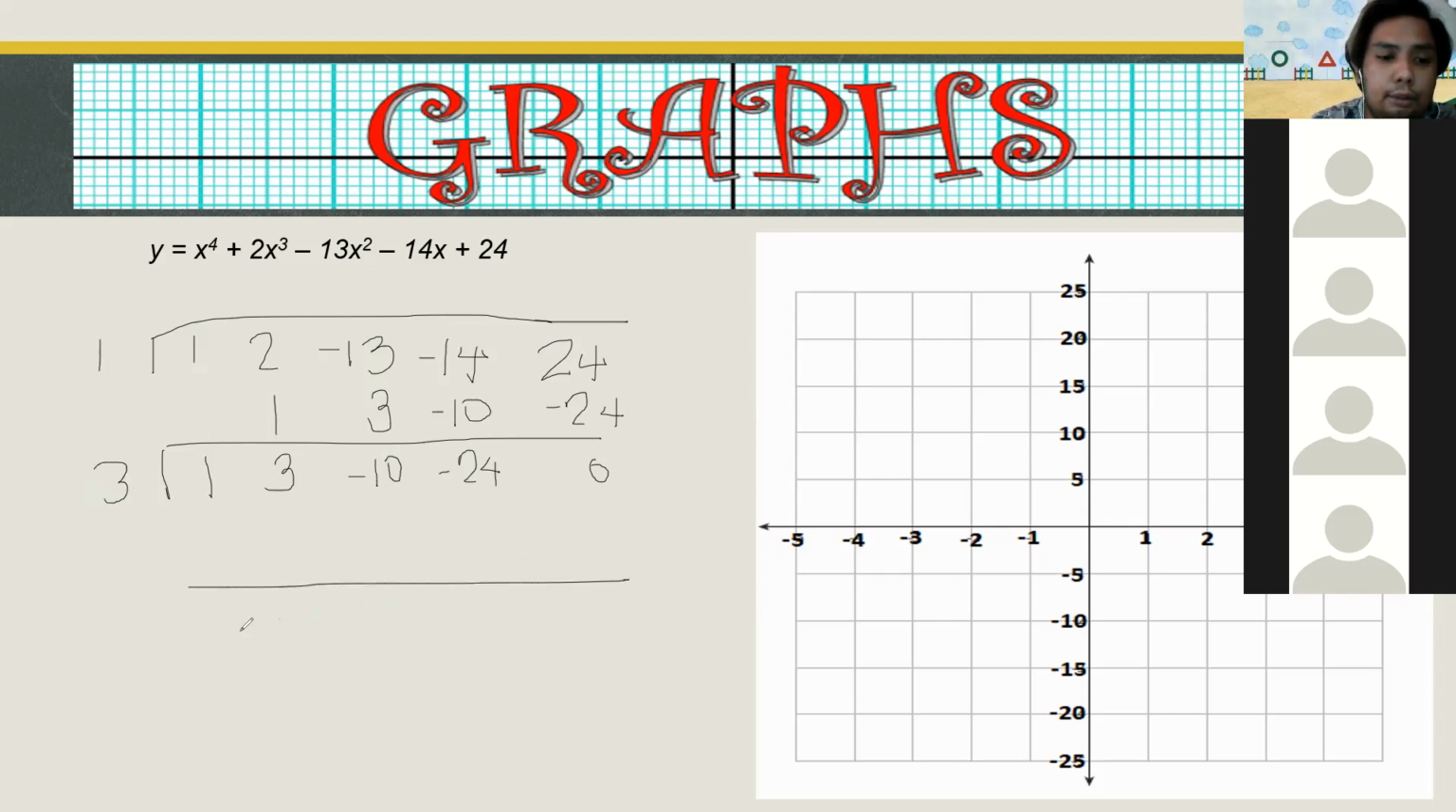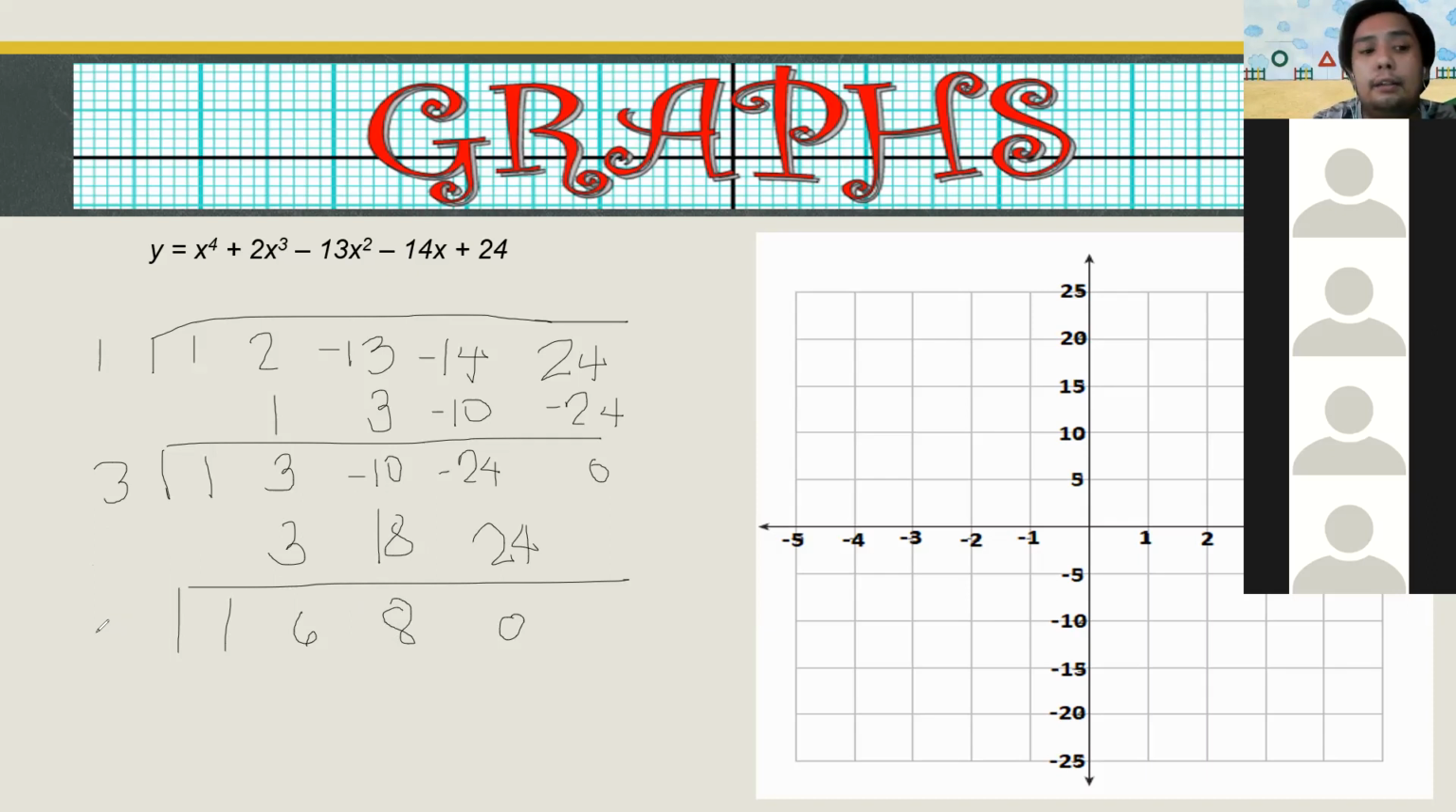Okay? So, 1. 1 times 3, 3. 3 plus 3, 6. Tama? 6. 6 times 3, 18. Negative 10 plus 18, that will be positive 8. 8 times 3 is positive 24. Correct. Very good. So, isa na po yan. Next, ano pa kaya? So, kung mapapansin nyo, lahat siya positive. So, kailangan natin tumama ng negative.